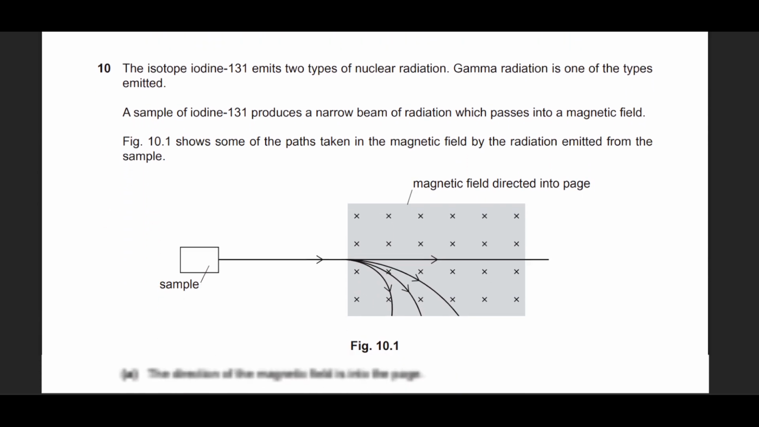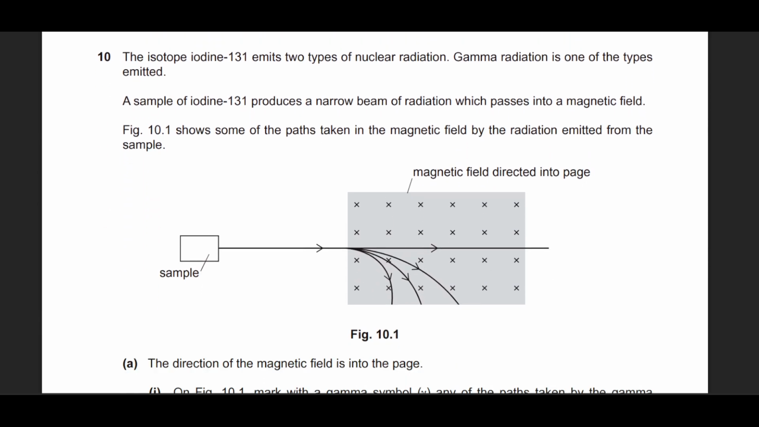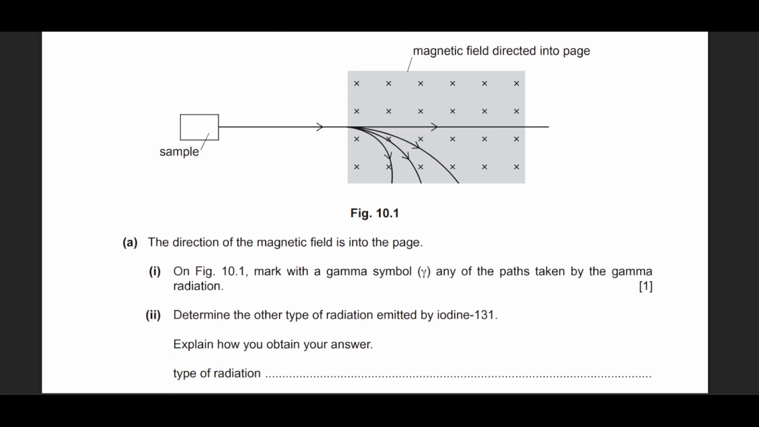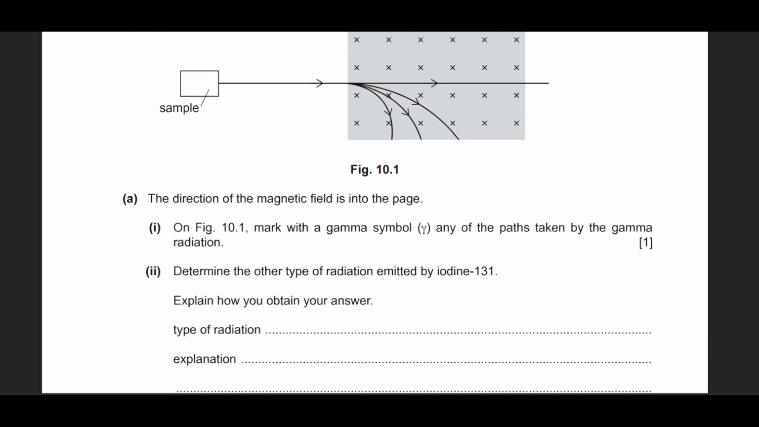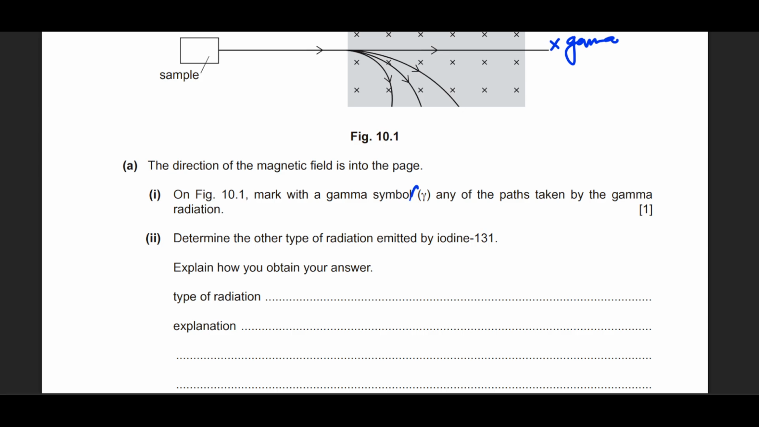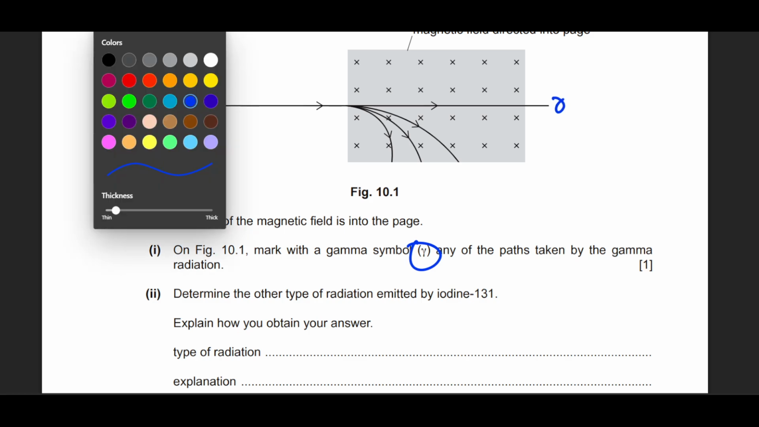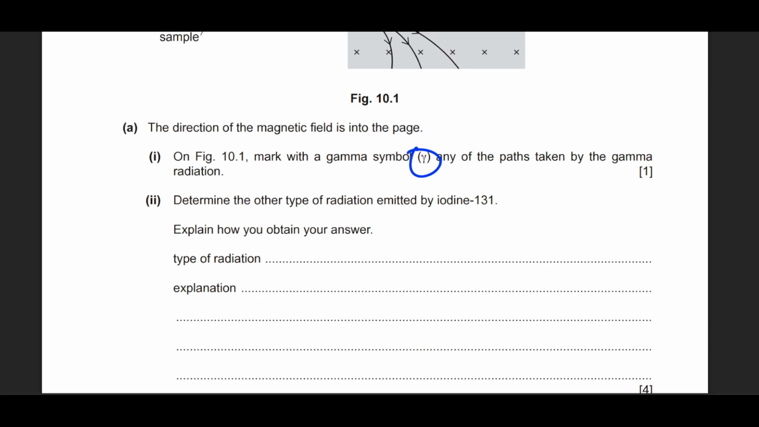Okay. Question number 10 is from radioactivity, I believe. It says an isotope emits gamma radiation and one other type of radiation. Okay, fine. There is a magnetic field, and this radiation is not being affected by it, which means that most likely this is gamma radiation. It says mark the symbol gamma. So let's remove this and mark this with the symbol of gamma. Then it says, determine the other type of radiation.